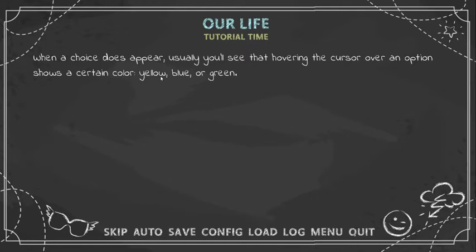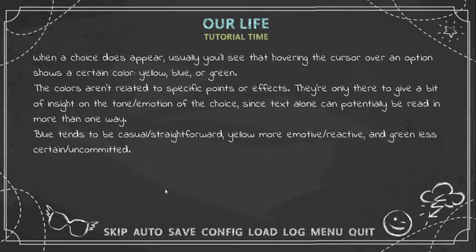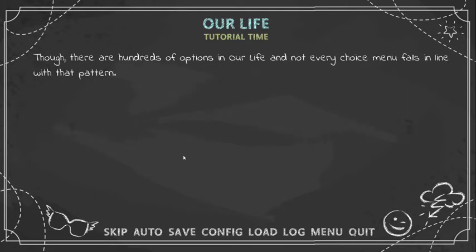When a choice does appear, usually you'll see that hovering the cursor over an option shows a certain color: yellow, blue, or green. The colors aren't related to specific points or effects. They're only there to give a bit of insight on the tone and motion of that choice, since text alone can potentially be read in more than one way. Blue tends to be casual, straightforward, yellow more emotive, reactive, and green less certain, uncommitted.